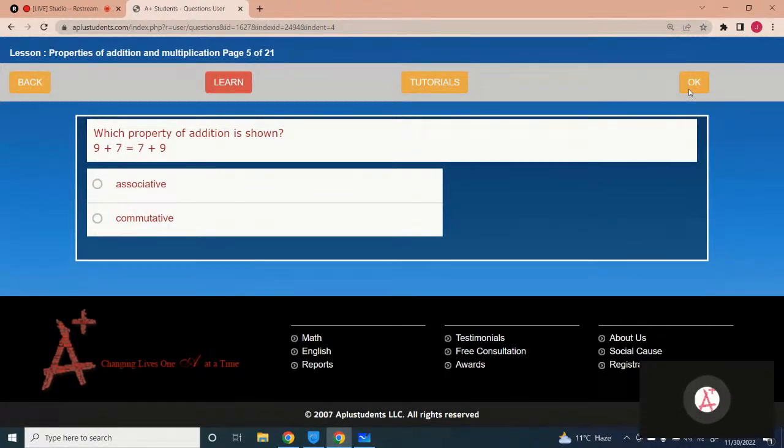Which property of addition is shown? 9 plus 7 equals 7 plus 9. Is it associative or commutative? Which is the correct option? Option number 2. That is the commutative property. Got it? Two of the numbers are involved, the same two numbers. Just the order is different. Writing order. It would be the commutative property. Got it?